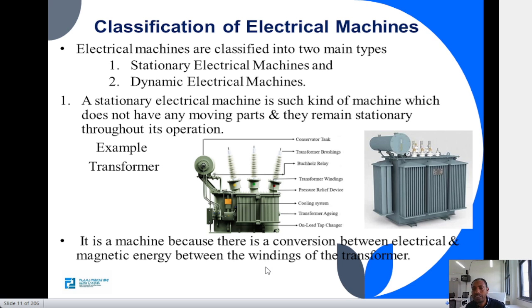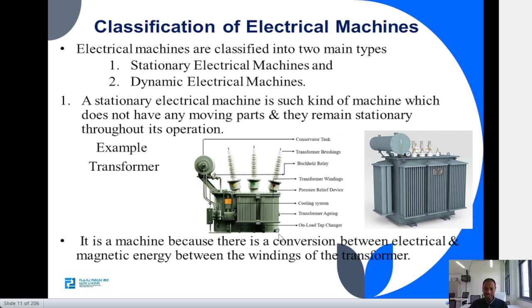So let us come to the classification of electrical machines. Electrical machines are broadly classified into two: the stationary electrical machines and the dynamic electrical machines. What are the stationary electrical machines? In such a machine, there is no moving part and the parts remain stationary throughout their operation. A good example of such an electrical machine is a transformer.